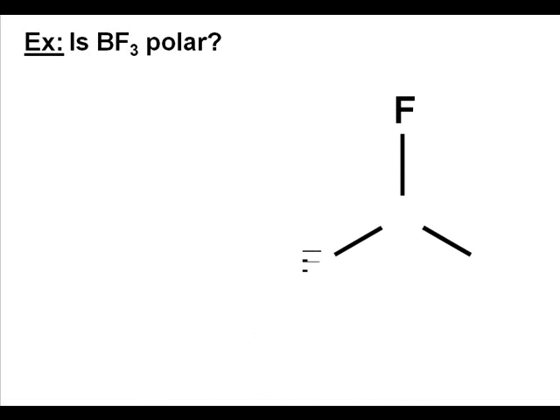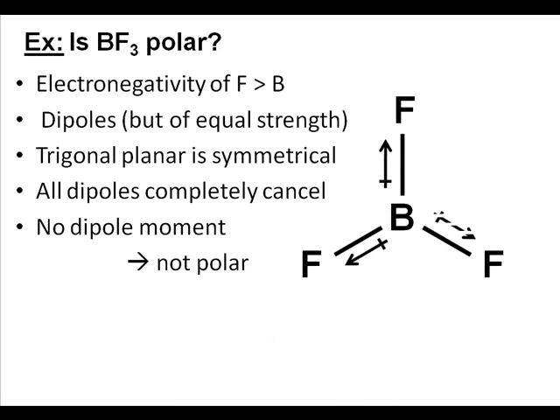Is it polar? Well, it turns out that B and the fluorine are going to form a balanced distribution of forces. Notice how the vectors are all moving away from each other, all moving away from the boron, and the result is they all cancel each other out. So these are polar bonds, but the molecule itself is nonpolar.